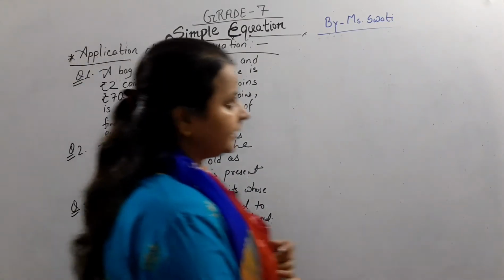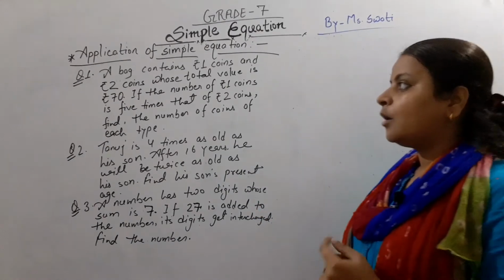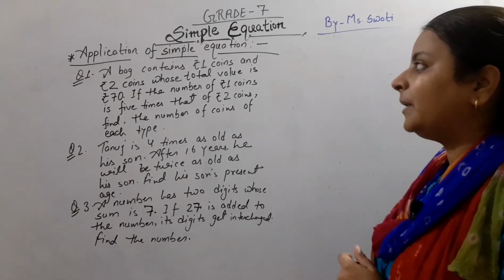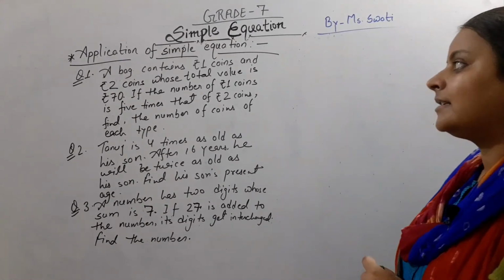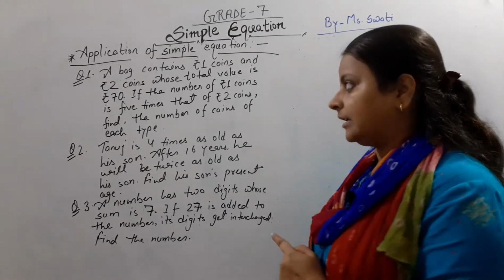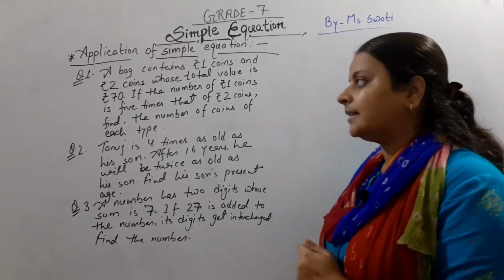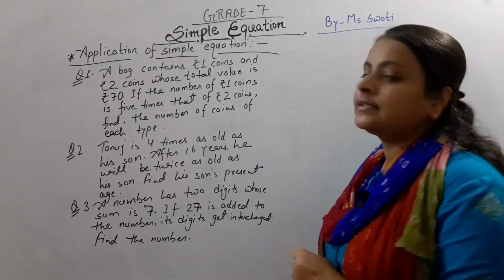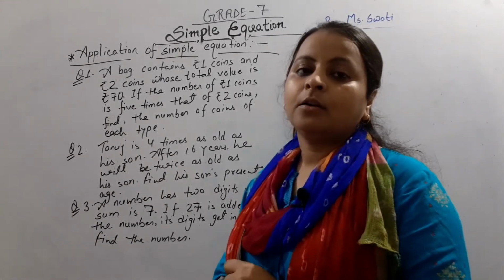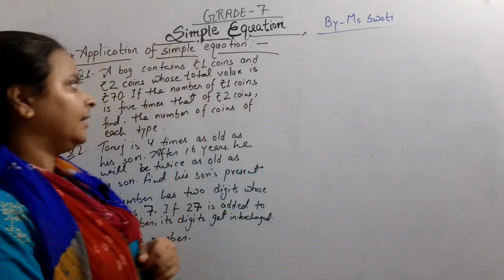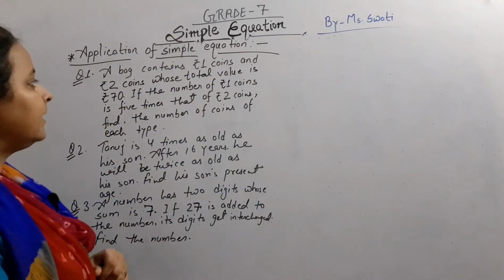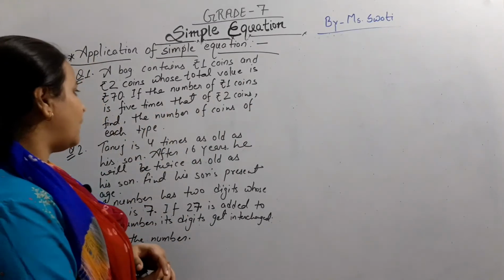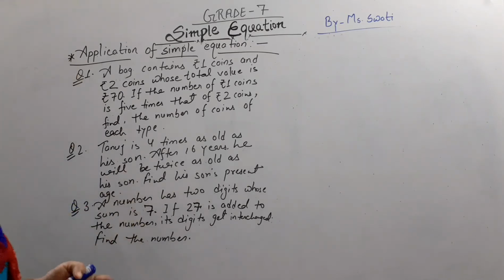Students, here I take three word problems. One by one I am going to solve the questions. The first question is, a bag contains ₹1 coins and ₹2 coins whose total value is ₹70. If the number of ₹1 coins is 5 times that of ₹2 coins, find the number of coins of each type.